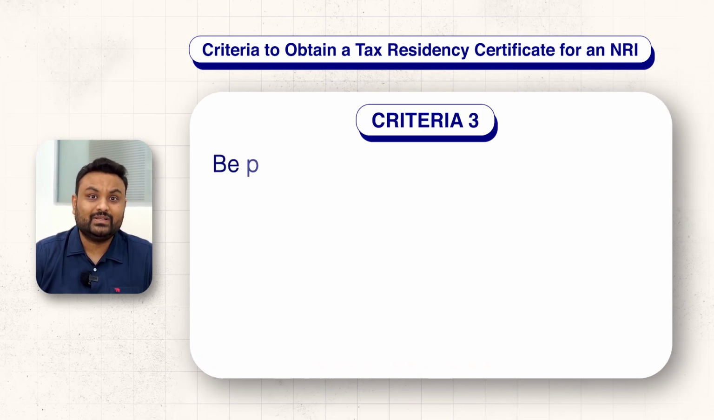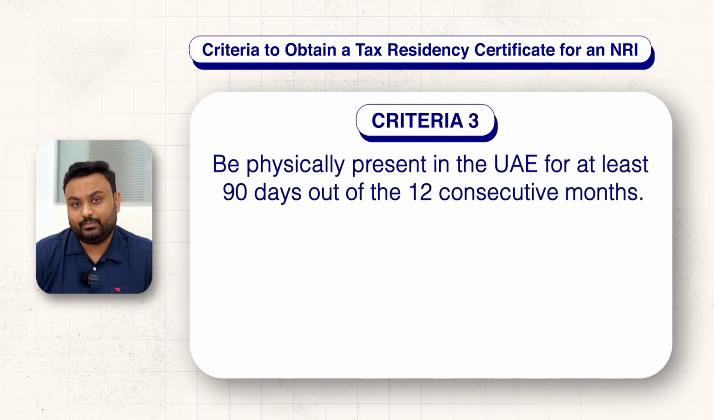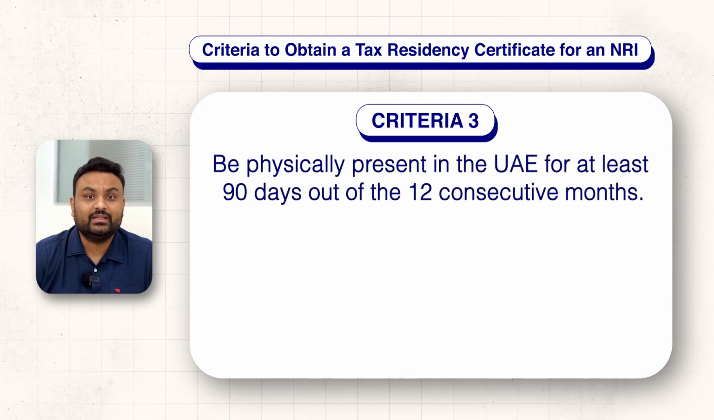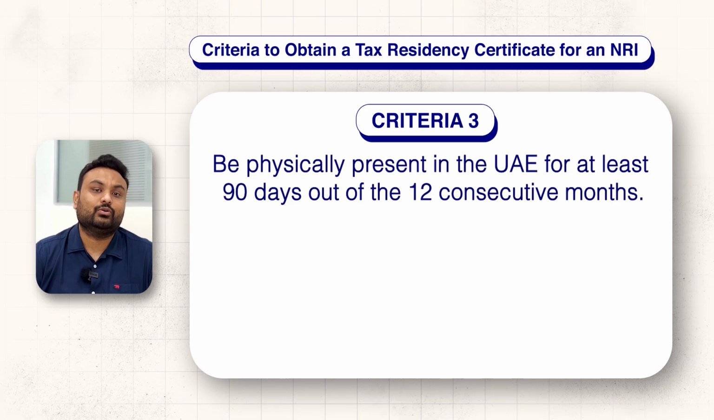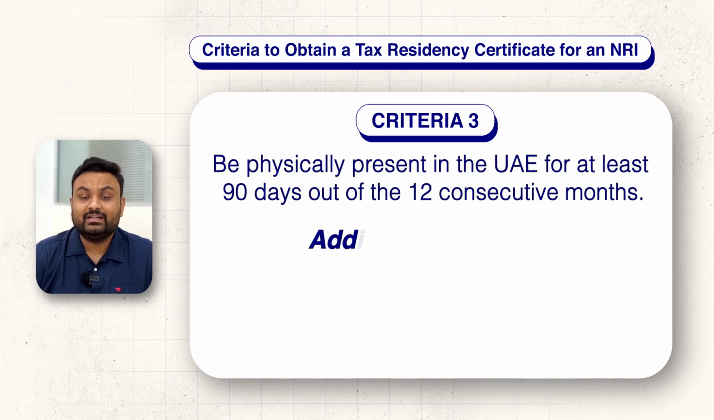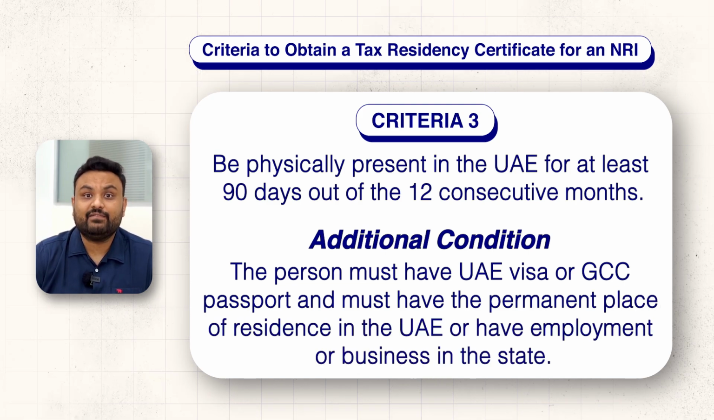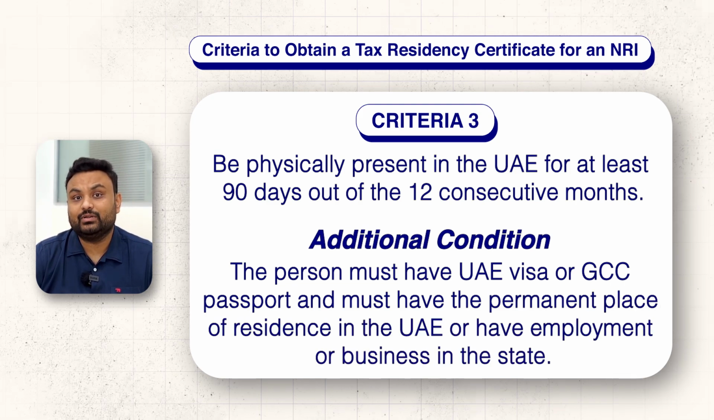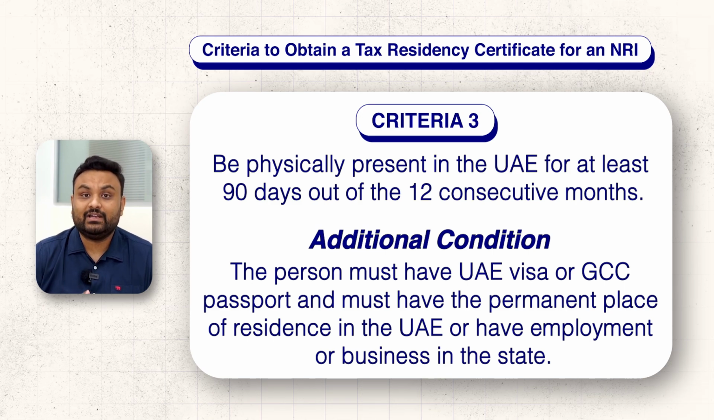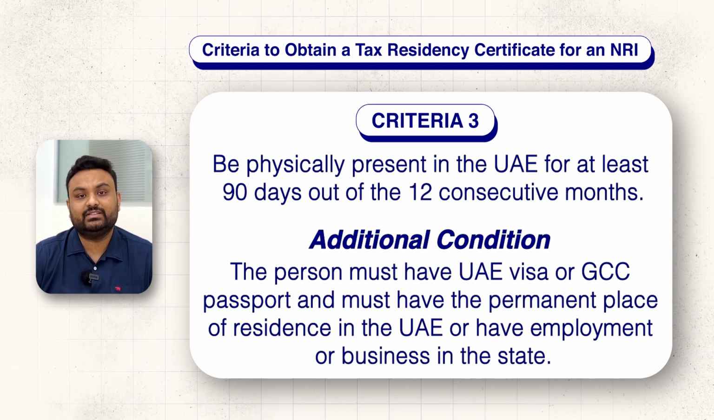Or third, which is the most lenient option, to be physically present in UAE for 90 days in the last 12 consecutive months. However, there are additional conditions to this last point. The person must have a UAE visa or a GCC passport and must have a permanent place of residence in the UAE or have an employment or business in any of the cities.